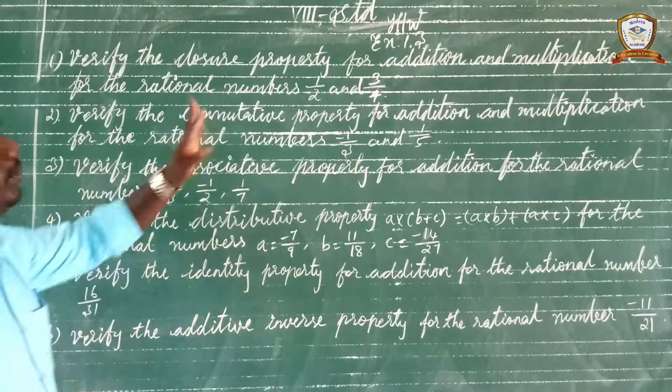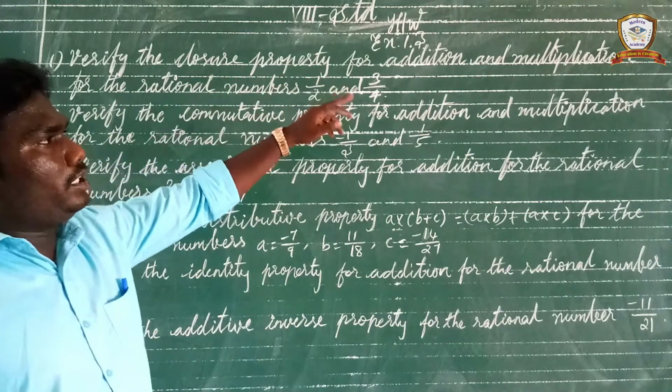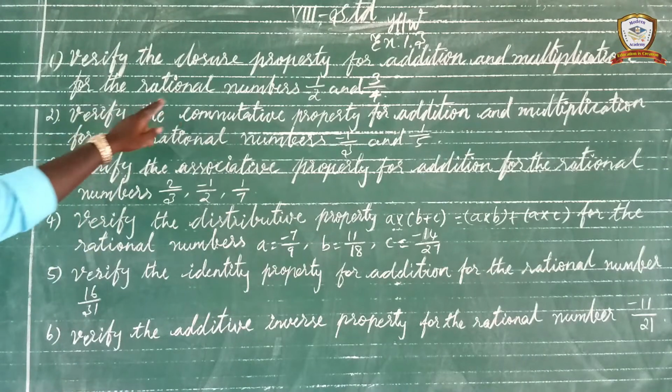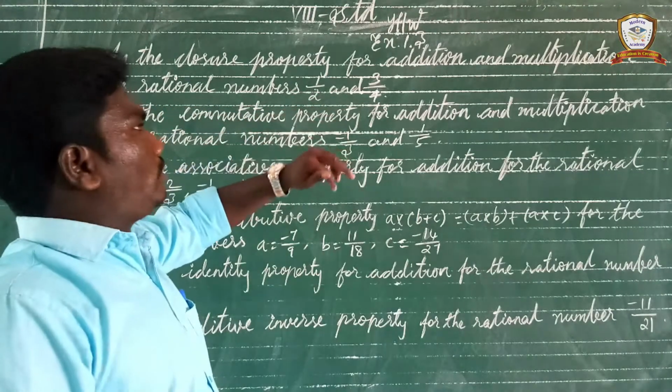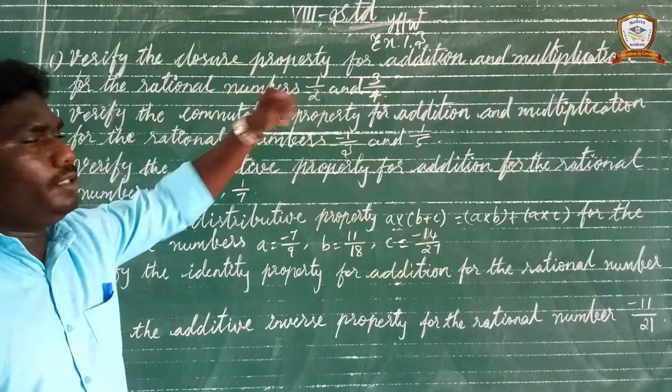Okay students, today's homework sums, exercise 1.3, 6 sums. The 6 sums are also the same class model. Now the first sum, verify the closure property for addition and multiplication for the rational numbers 1 by 2 and 3 by 4. So here two rational numbers are given, you want to verify the closure property for addition and multiplication.